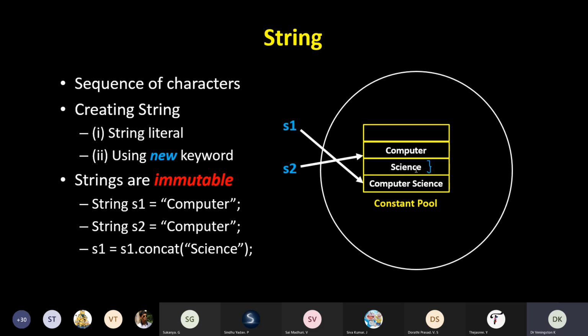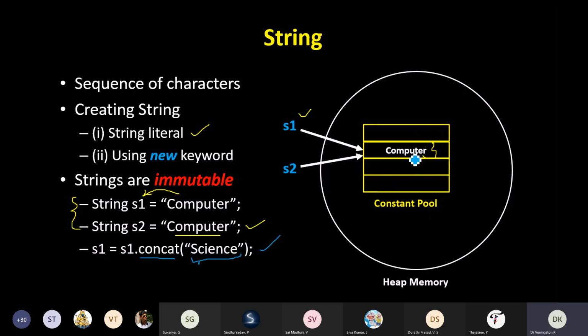So now science will be created, and then it will also create one more string called computer science, and it will check if the computer science string is present in this constant pool anywhere. In case it is not present, it is going to create computer science in one of the entries. Moreover, it will make s1 point to this string computer science. So s1 will now refer to computer science. s1 is no longer referring to computer, but earlier s1 was pointing to computer.